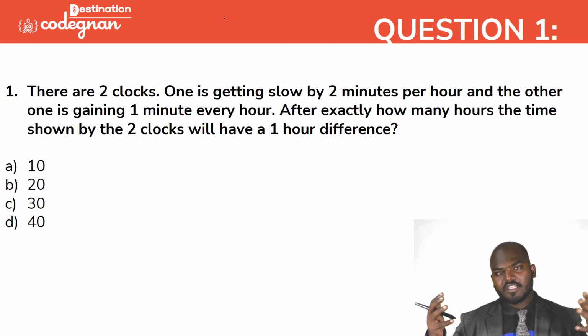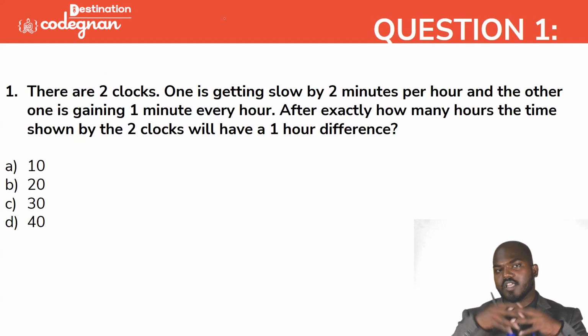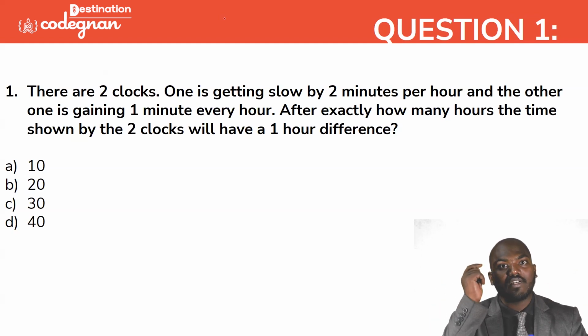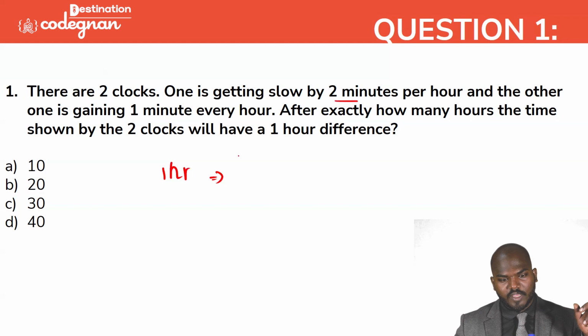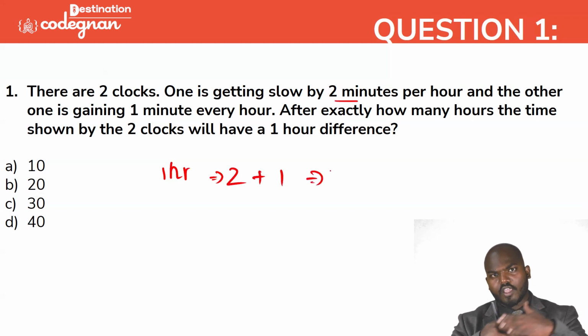So if you are comparing the two clocks, they need to have a 1 hour difference. It will take how many hours? That's a pointer. You can take it up totally. That is both of them. If you see, this one is 2 minutes and another one is 1 minute different. So if you combine both of the clocks for 1 hour, it will make a 3 minutes difference.